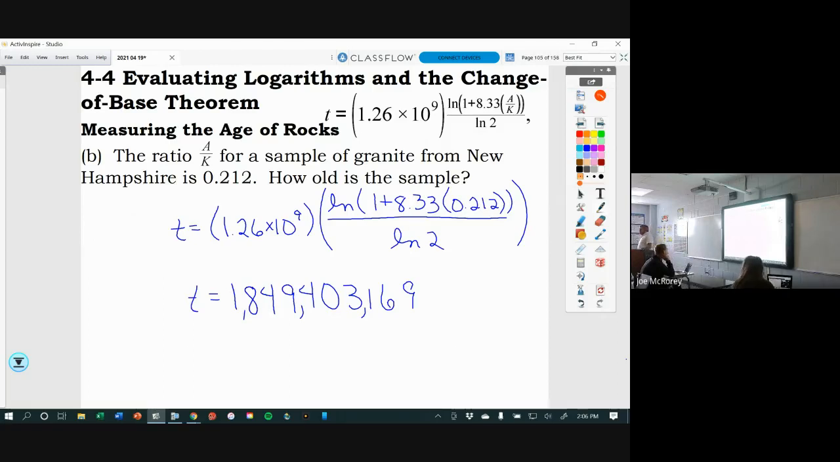So how old is this granite? A billion years old. Almost 1,000 million? Yeah, 1.8 billion. Is the earth even that old? That was the stupidest question you've ever asked. Oh, I see the LN now. How old is the earth? Oh, I have no idea.